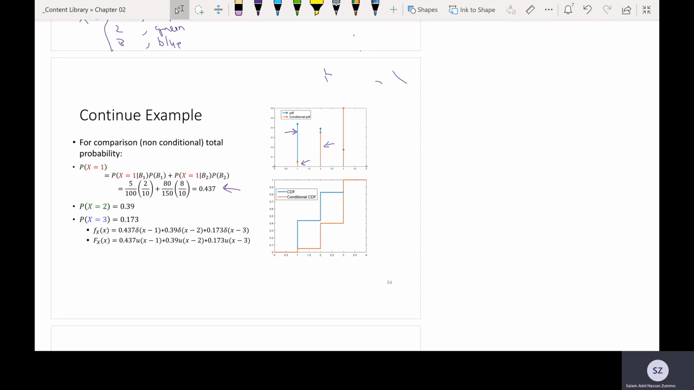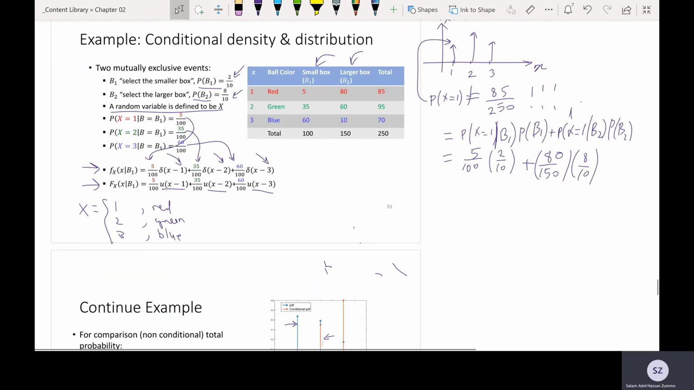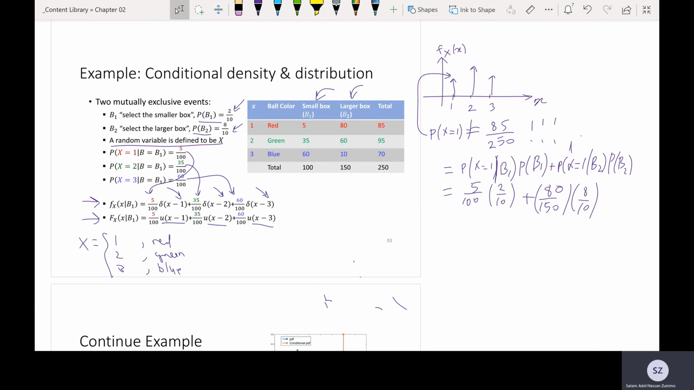0.43. So the original PDF, without conditioning, without knowing that I selected B1, the probability that I get X equal 1 is 0.43. Given B1, it became 0.05, because again given B1 the sample space changed, the picture changed, the form changed. Similarly, if you look at 3, the probability of X given B1 was 60 over 100.